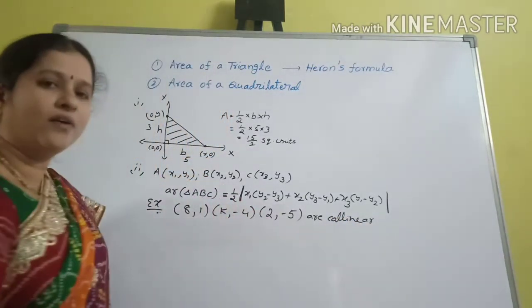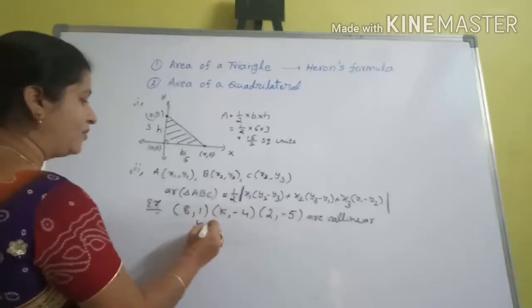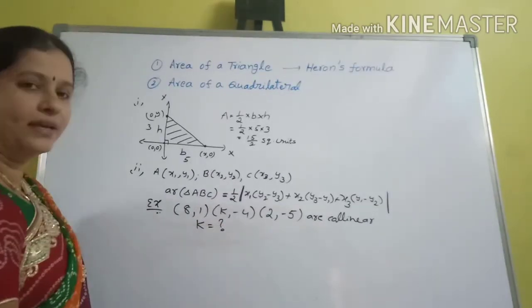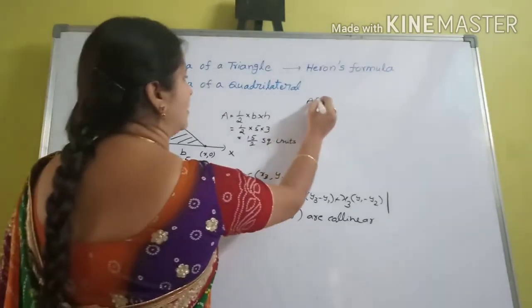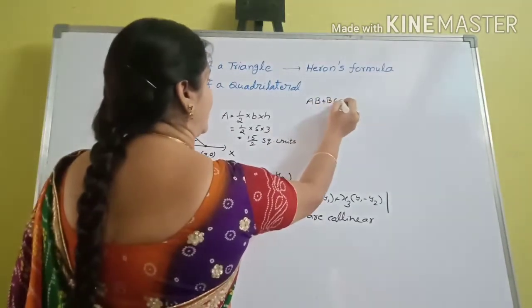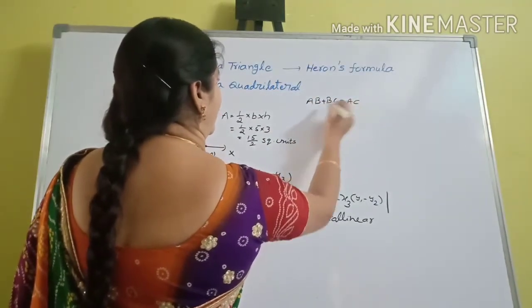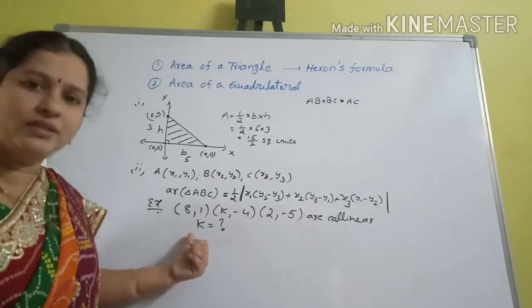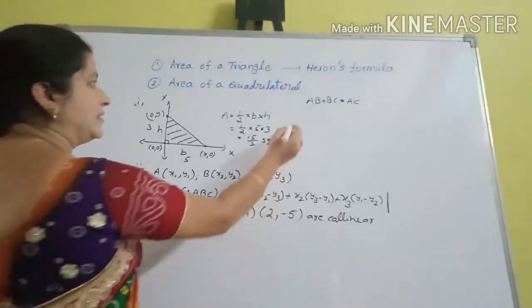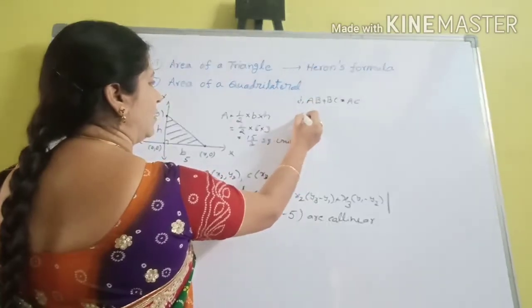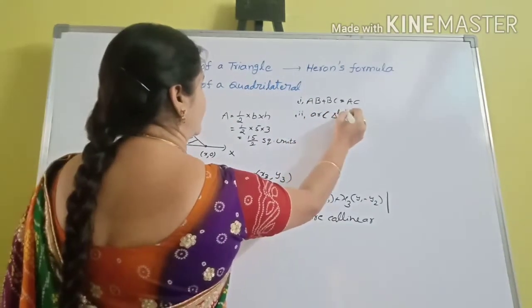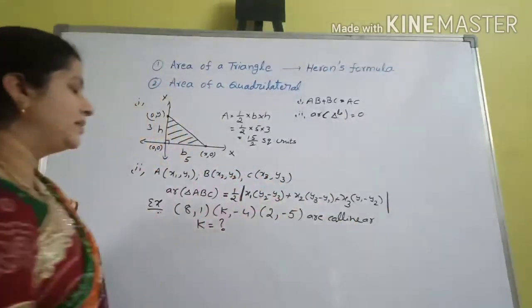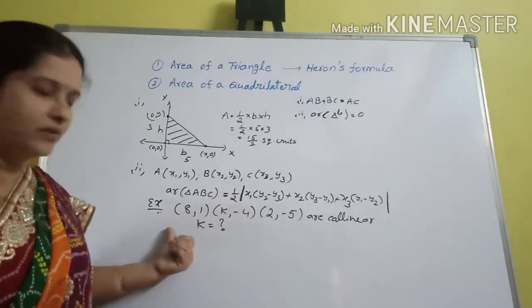Find the value of k. You have to find the k value. How? By using the first condition, AB plus BC equal to AC, we can't find out the k value easily. By using the second condition, area of the triangle equal to 0, you can easily find out the k value.